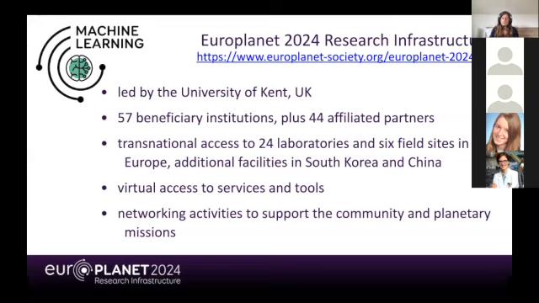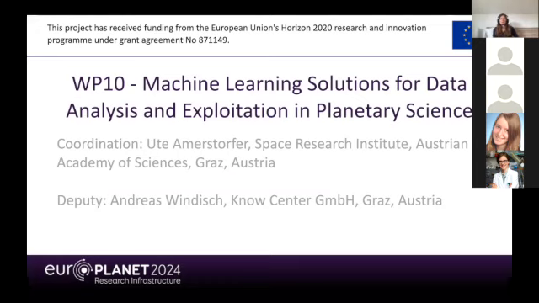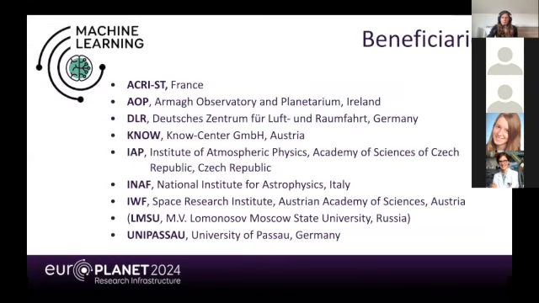And one of the new activities in this current Europlanet project is the work package number 10, which is called Machine Learning Solutions and Analysis and Exploitation in Planetary Science. This is led by the Space Research Institute, and actually it's coordinated and managed by myself. My deputy is Andreas Windisch from the Know Center. So in our work package, we have, or sadly I have to say, we had 9 beneficiaries because due to the unfortunate war of Russia against the Ukraine, we had to suspend our Russian colleagues from the project. So we now have 8 beneficiaries.